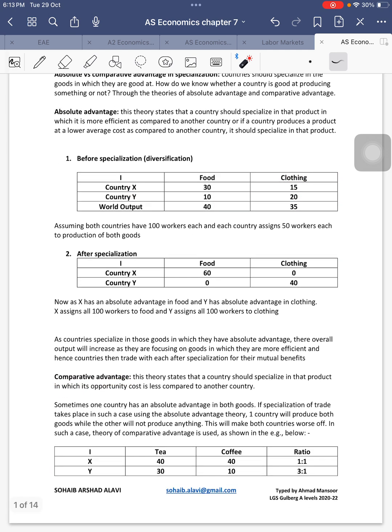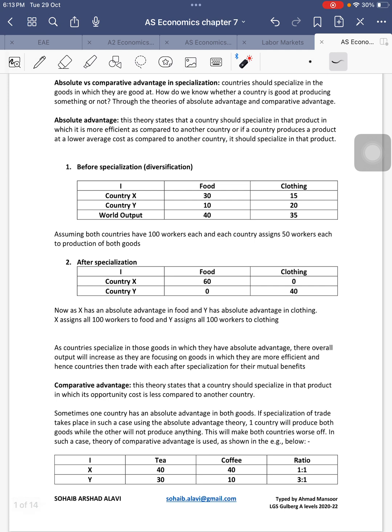Now, what is comparative advantage? A country is said to have a comparative advantage when its opportunity cost of producing one good is less compared to the opportunity cost of the same good in another country. When the opportunity cost of producing that particular good is less compared to the opportunity cost of producing the same good in another country, in that case, that first country is said to have a comparative advantage in the production of that product in which its opportunity cost is less. That is how we determine comparative advantage. Right?